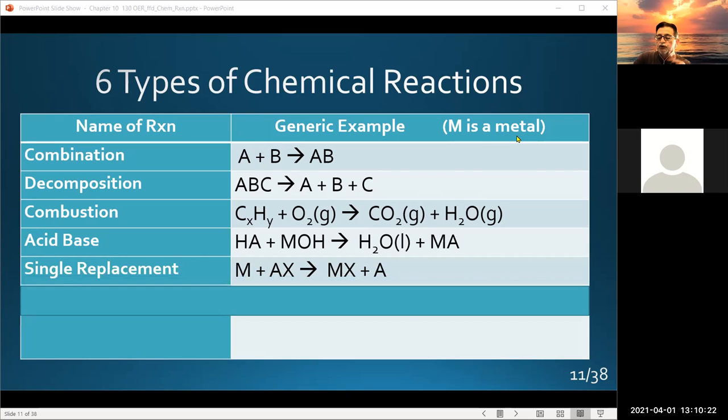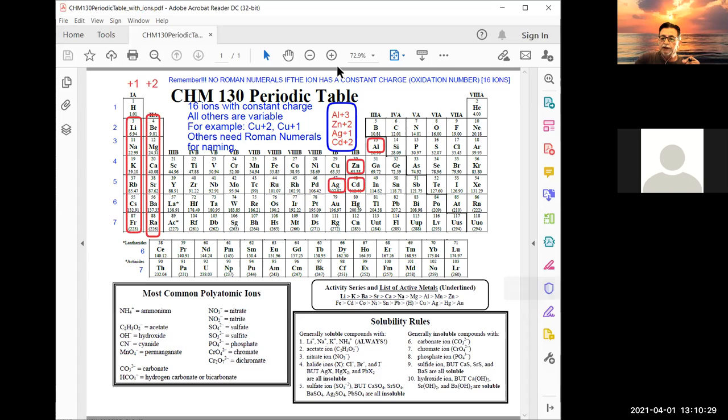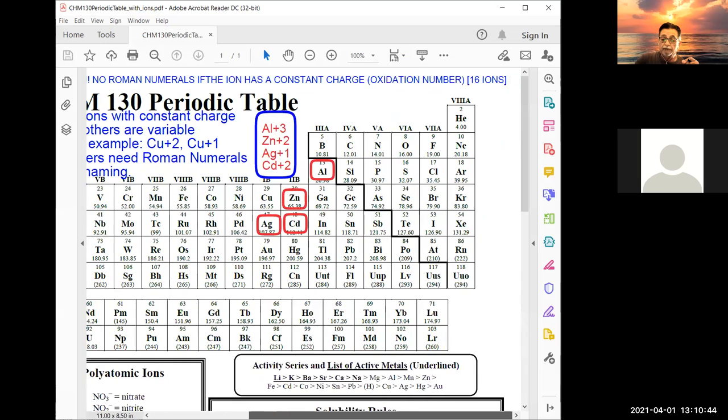Single replacement reaction, very important here with respect to the periodic table. And I'm going to share that with you. On the periodic table, right below, above the solubility rules, we have an activity series denoted down here. And this activity series is a listing in the order of which metal is more reactive.